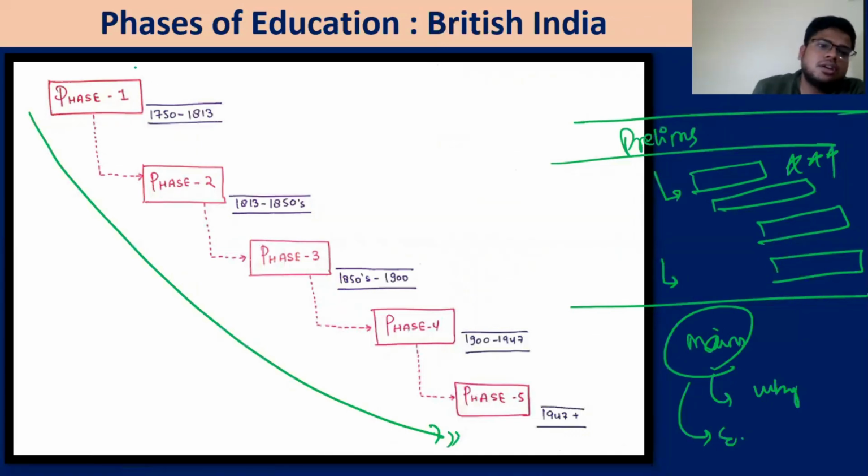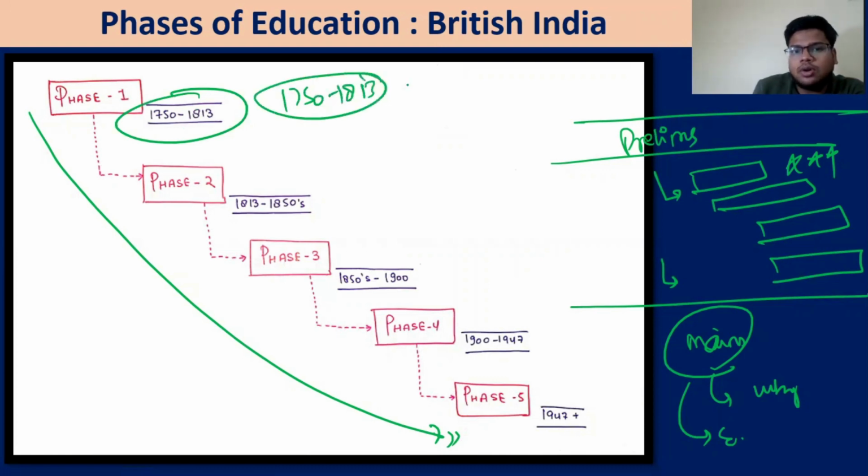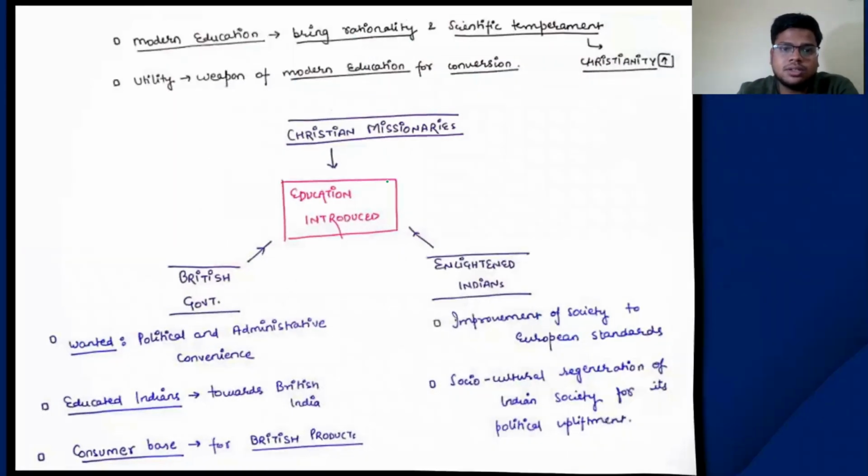Let's see one by one. So phase 1 is 1750 to 1813. We have seen that this was the phase of the Orientalist. So we have discussed in detail about this phase, that this phase is about Orientalist.